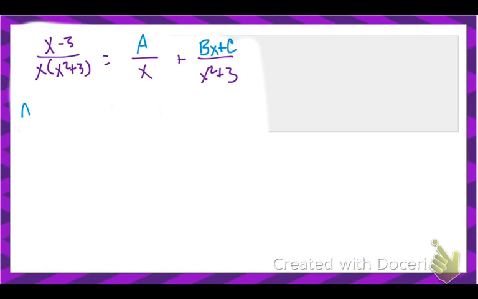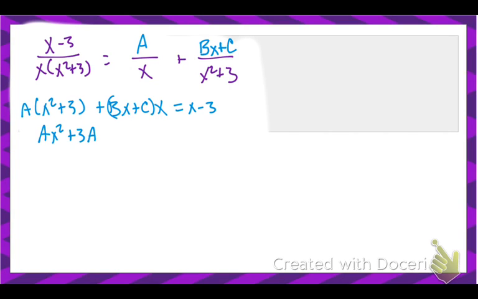So the way I'll work this out is I'll do A times x squared plus 3 plus Bx plus C times x, and that should equal my original numerator. Well, let's do the algebra. Ax squared plus 3A plus Bx squared plus Cx. And then we can set up our system from here. We'll start with our squared terms. Ax squared plus Bx squared. Well, there is no squared on the other side. That means then that A plus B is going to equal 0.